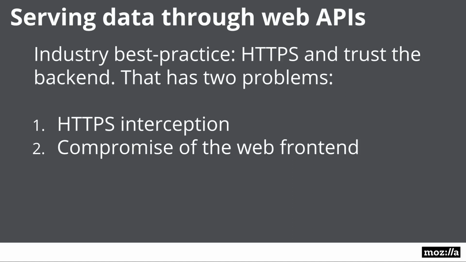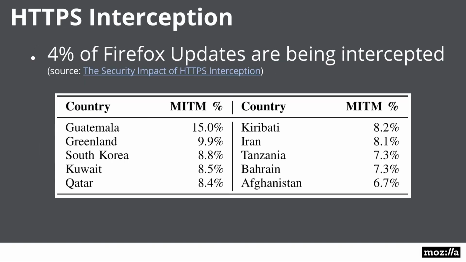The second one is the compromise of a web front end, of that web application that sits at the edge. It is a very big issue for us because if it is compromised, it can be used to push fraudulent data to all of our users. So I'm going to cover both of these.